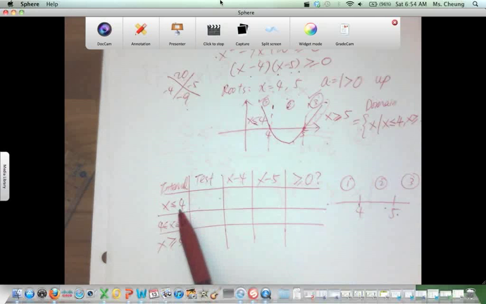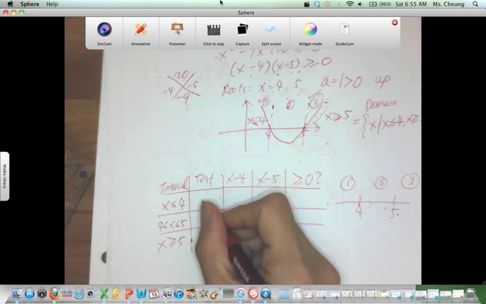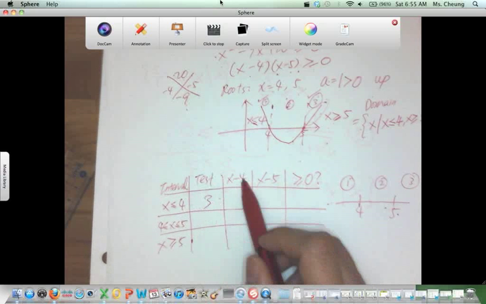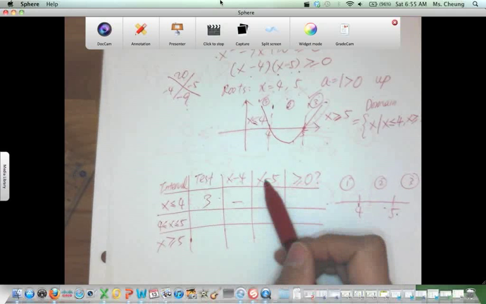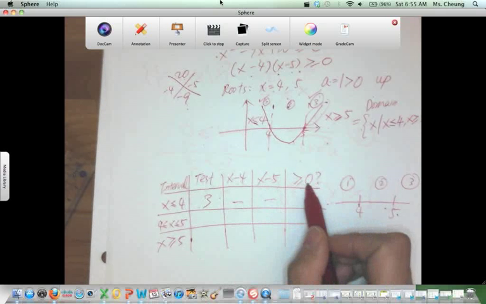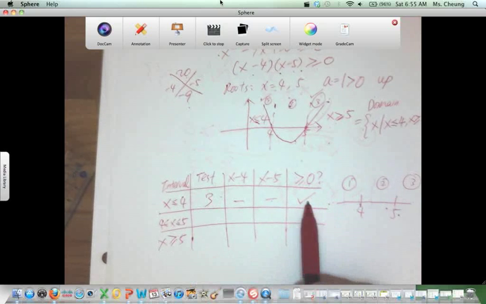So I'm going to test. I can find any number less than or equal to 4. I'm not going to choose my boundary 4 because it's going to be an ambiguous case. That means 4 can be tested here and in the second one, so you are not going to use those numbers. I'm going to use 3 for this one. Then x minus 4, 3 minus 4, gives you negative. And 3 minus 5 is also negative. So negative times negative gives you a positive number. Positive is greater than or equal to 0, so this is a check. That means this interval is correct.